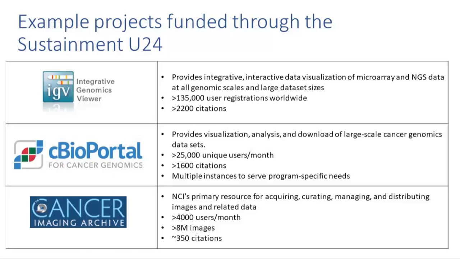A third example of a Sustainment U24 project is the Cancer Imaging Archive, which is NCI's primary resource for acquiring, curating, managing, and distributing images and related data. Again, this is a resource with many thousands of users per month and millions of images, with a high level of citations.